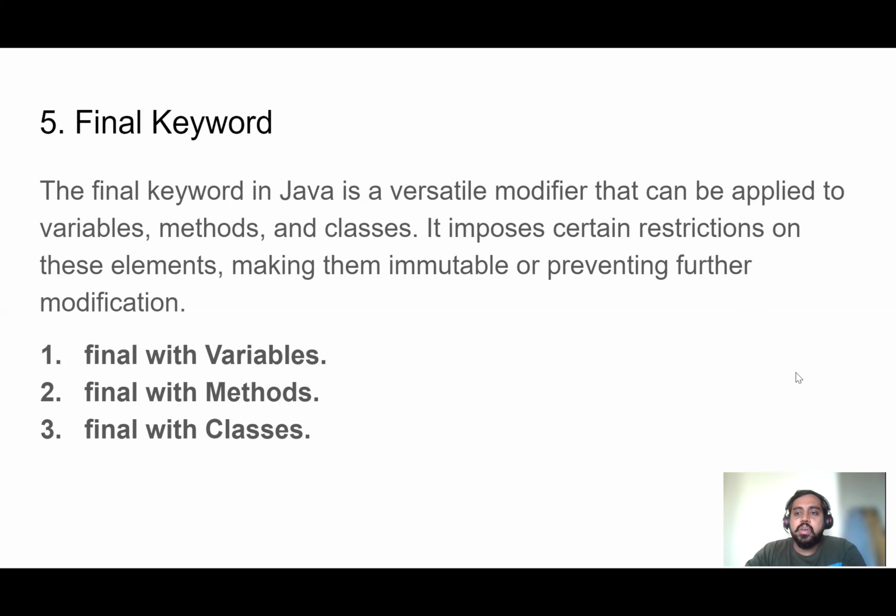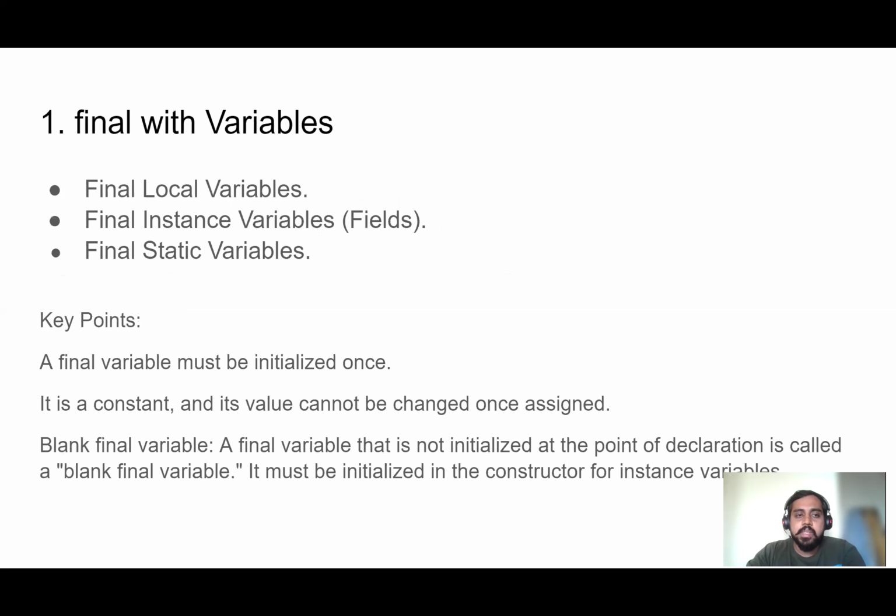We'll see how it works one by one. First, we'll see what happens when final is applied to variables. There are three types of variables we already know. One is local variables, that means variables defined inside a method. Those are method scope variables, also called local variables.